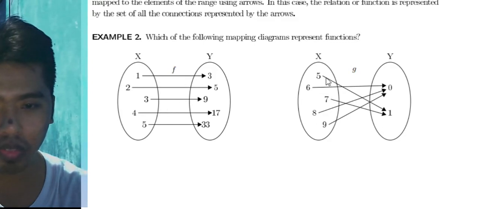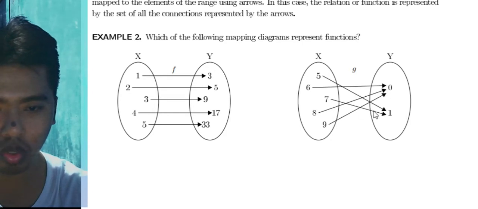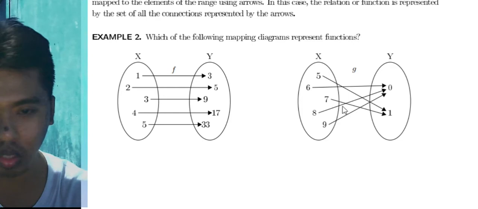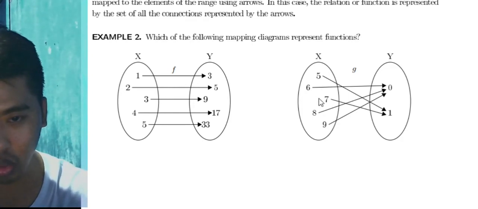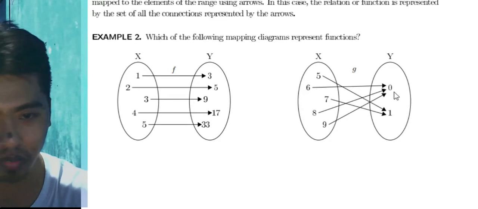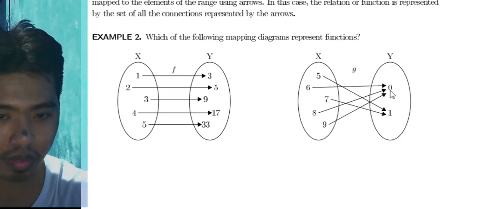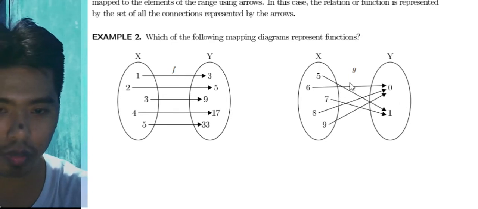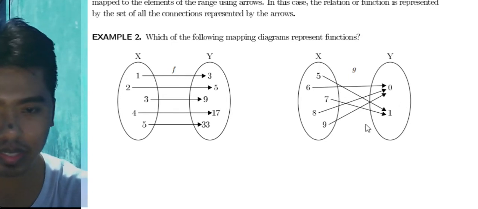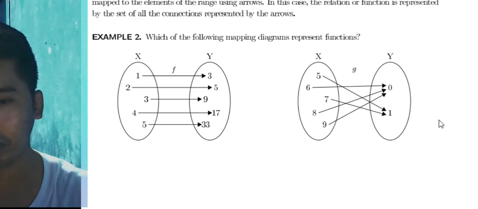Now here, 5 is connected to 1, 6 is connected to 0, 7 is connected to 1, 8 is connected to 0, 9 is connected to 0. Take note, every input here is only connected to 1. Even though on this side, many are connected to them, it doesn't matter. This is what we call many to 1. Okay? This is still a function.